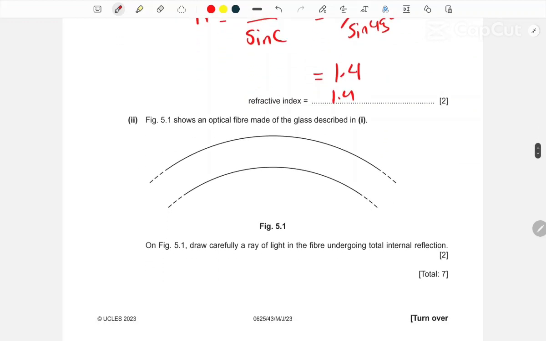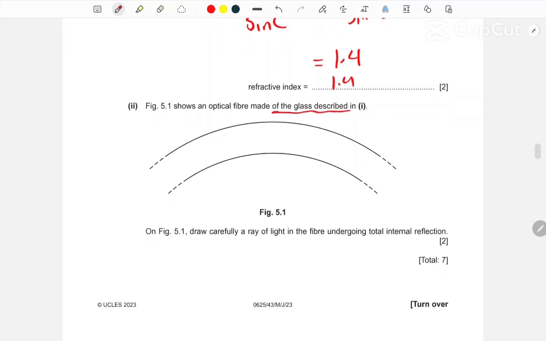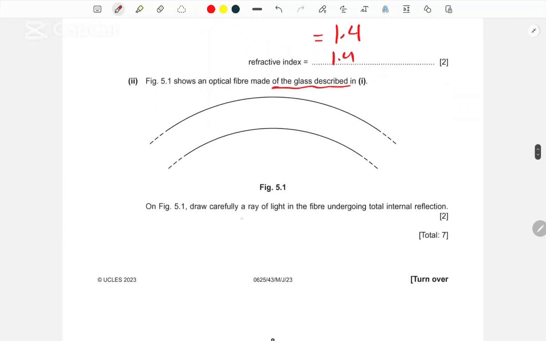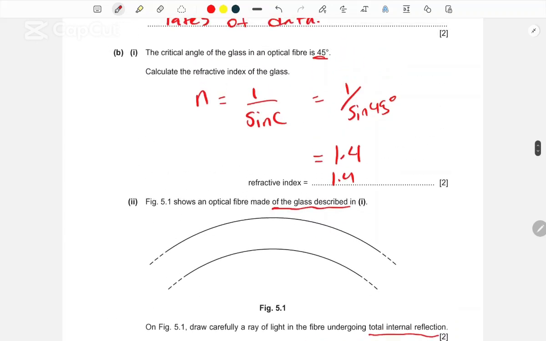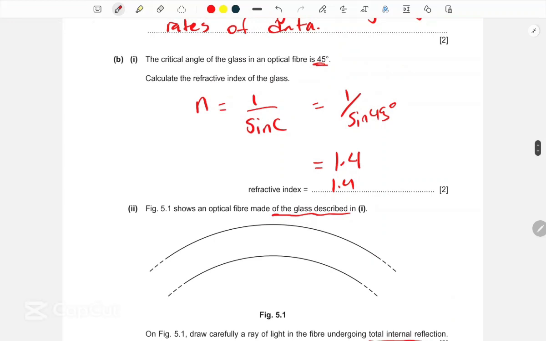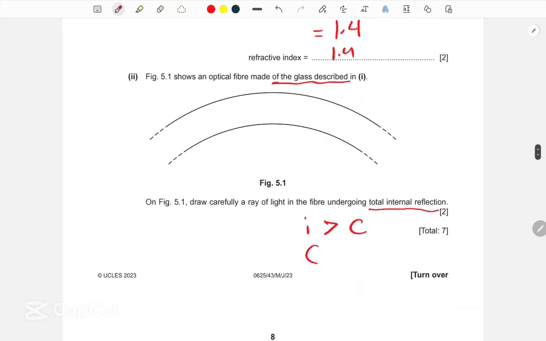Part 2. Figure 5.1 shows an optical fiber made of glass. And on figure 5.1, draw carefully a ray of light in the fiber undergoing total internal reflection. So total internal reflection happens when the angle of incidence is greater than the critical angle. So over here, we know that the critical angle is 45 degrees. So C is 45. So we have to draw the angle I, which is greater than 45.